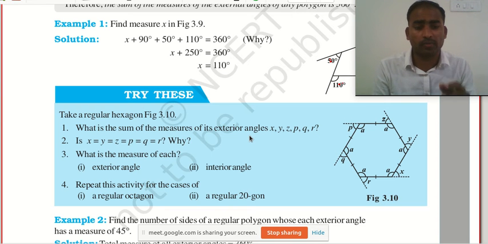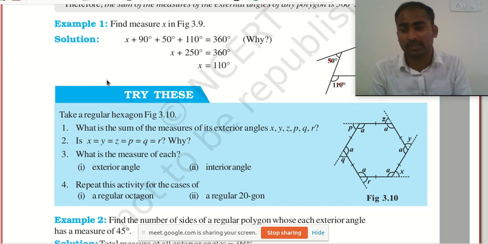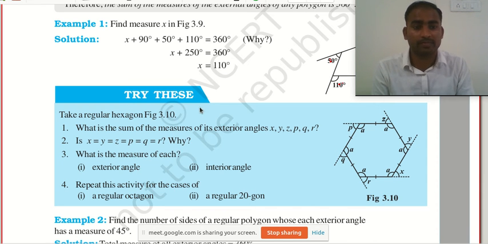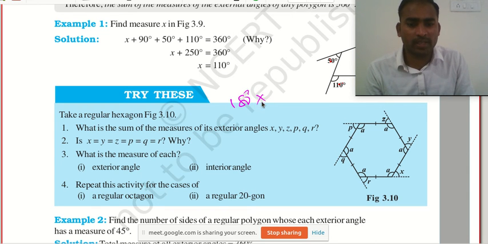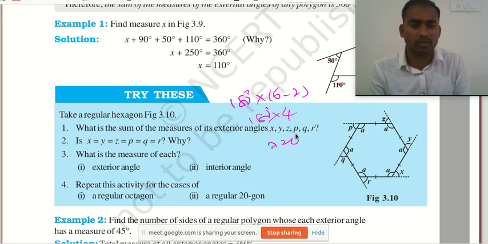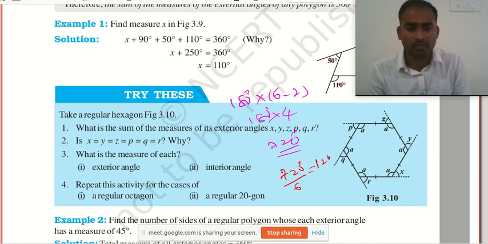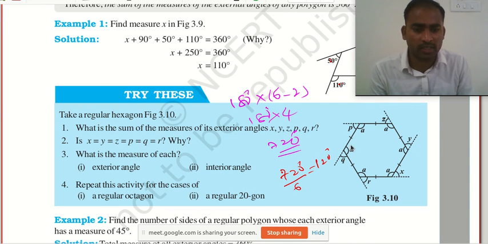Hexagon. What is the total sum of interior angles in a hexagon? 180 multiplied by 6 minus 2, right? So 180 multiplied by 4 is how much? 720 degrees. So what is each angle here? If I divide by 6, why? Because it has 6 angles. 720 divided by 6 is 120 degrees. That means each angle in a hexagon is equal to 120 degrees.